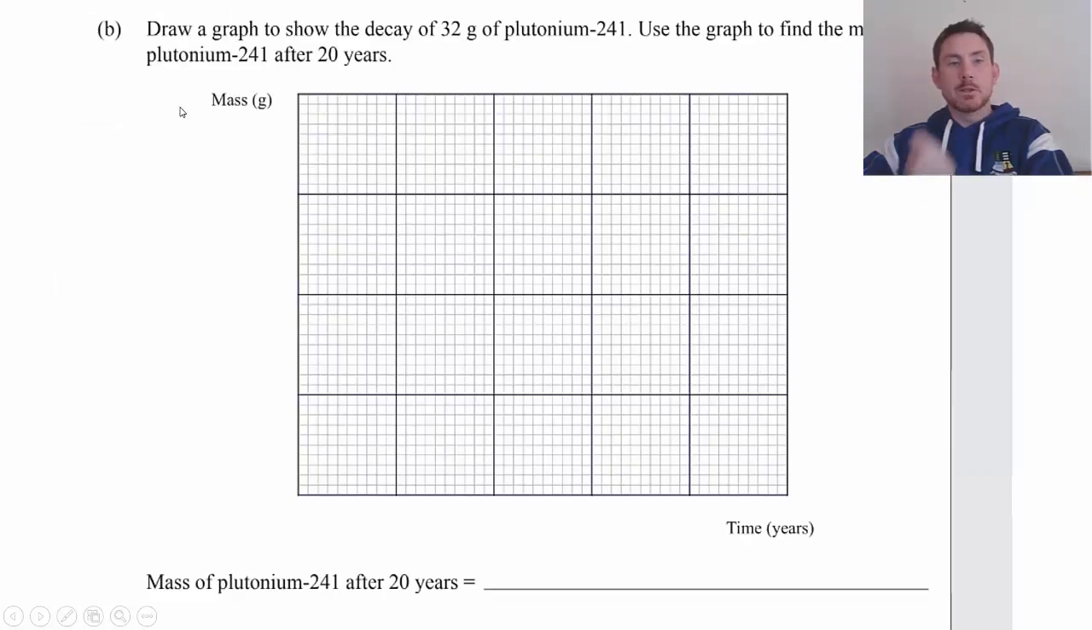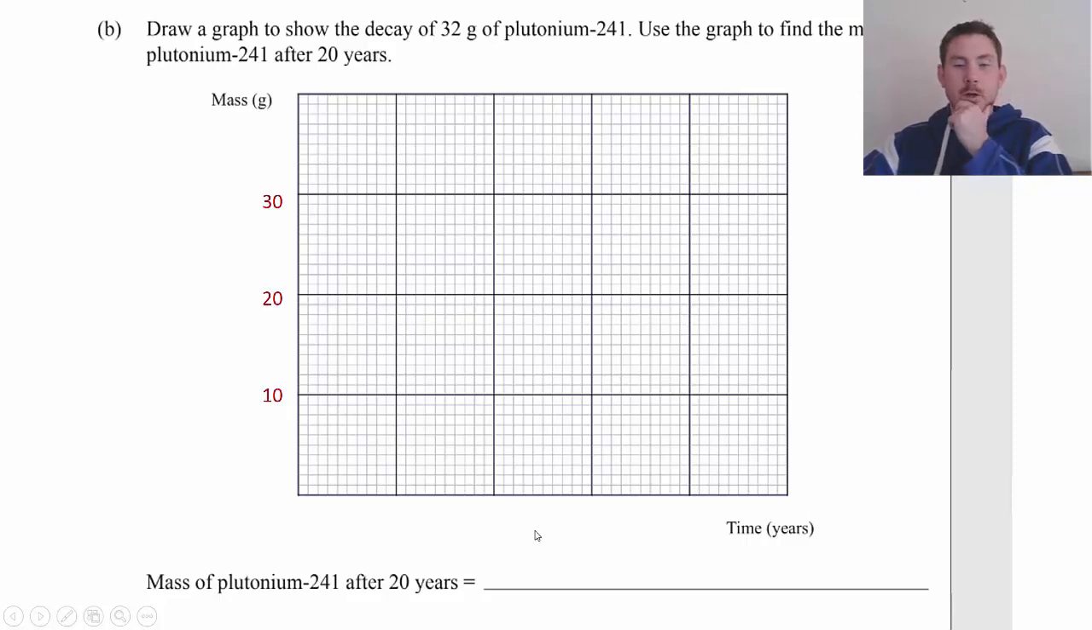Okay, so in question B, we're asked to draw a graph to show the decay of 32 grams of plutonium-241, and then we're going to use the graph to find the mass of plutonium after 20 years. We've got graph paper provided, mass in grams on the y-axis, and time in years on the x-axis. With 32 grams of plutonium as our starting amount, and given that we've got these 4 boxes each subdivided into 10 smaller boxes, it's probably going to make sense to go up in tens on our scale for mass, so 0, 10, 20, 30 up there.